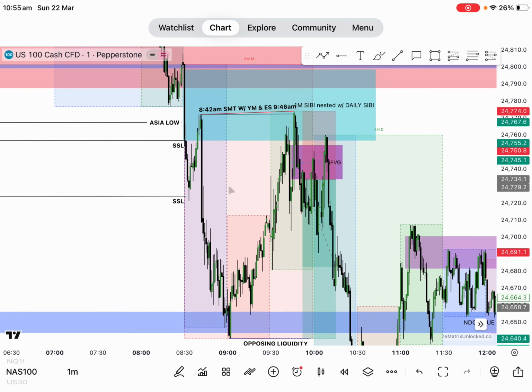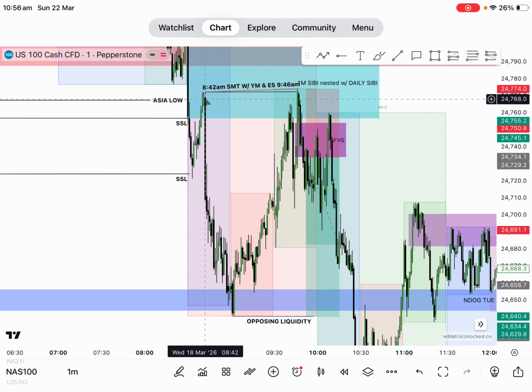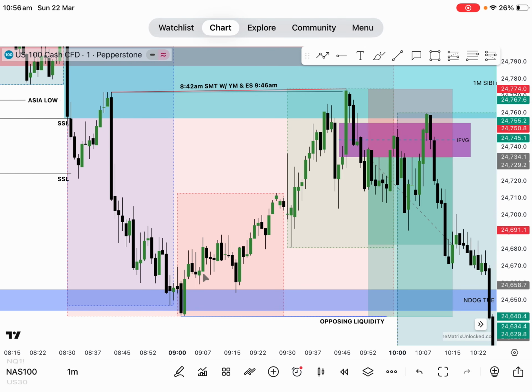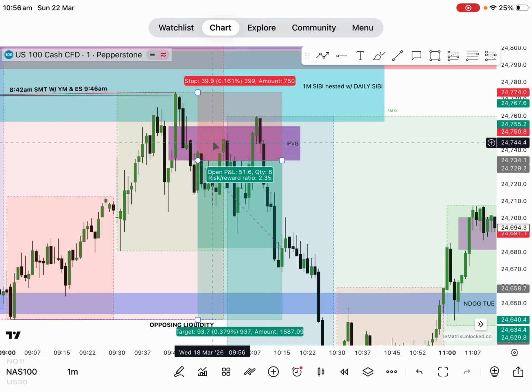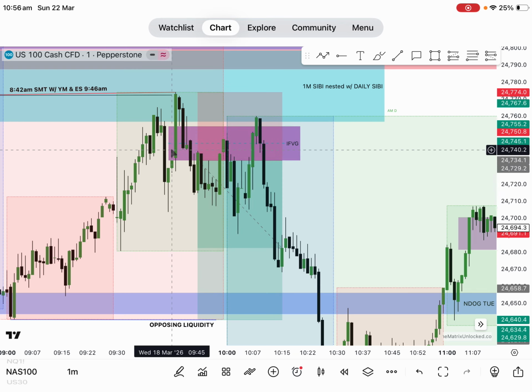Then comes 9:30 open. It opens up at 9:30, gyrates around, boom, boom, boom, takes this buy side liquidity out, and creates SMT with both Dow Jones and ES. As soon as that happens, look for IFVG or FVG. Boom, that's the first presented IFVG.